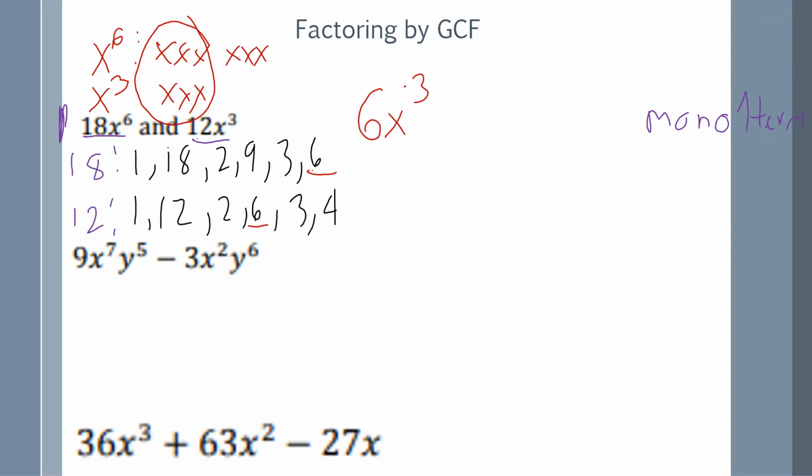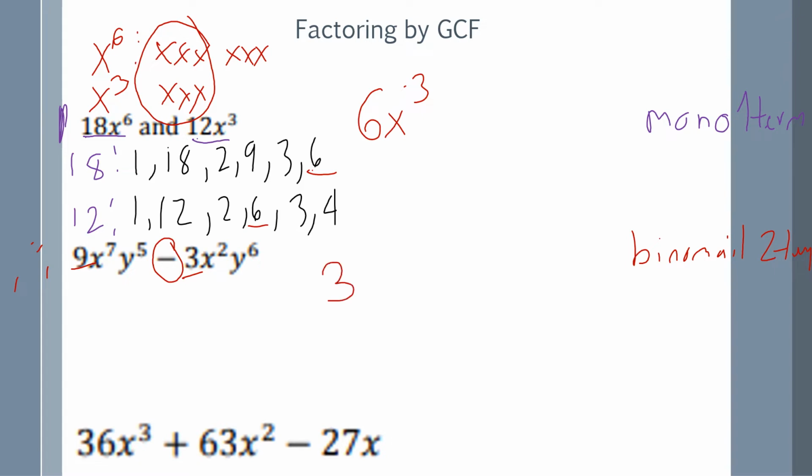So let's look at the second problem. What type of polynomial is that? Binomial, 2 terms. You know this because it's separated by at least one operator, and that operator is subtraction. All right. So let's go for coefficients first. 9 and 3. The greatest common factor of 9 and 3 is 3.